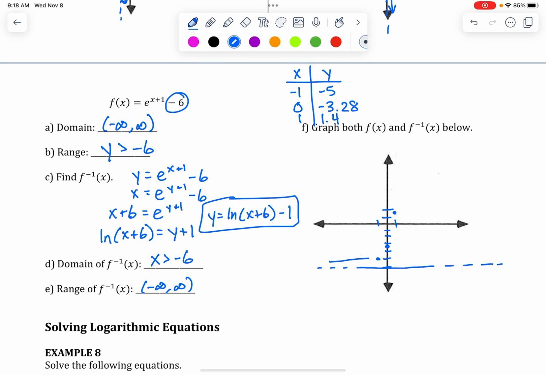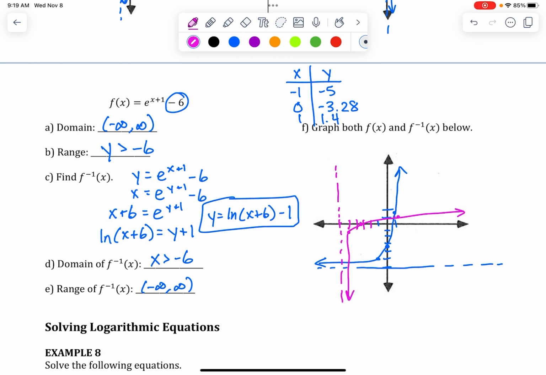And your graph will look vaguely like this. Now there's your exponential function. And then switch them for your log function, right? So now our vertical asymptote goes there, and then we're going to flip the points. -5, -1, -3.280, 1.41, and then you can plot them, right?